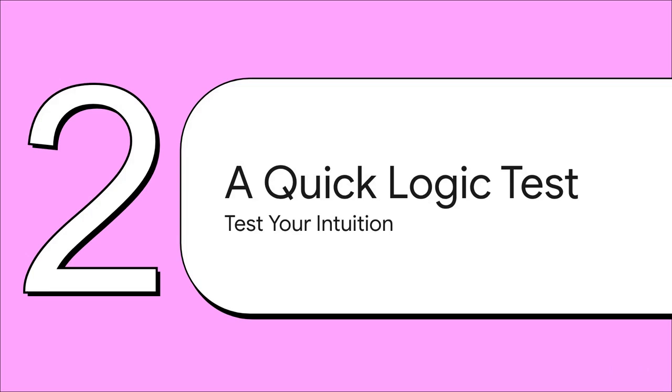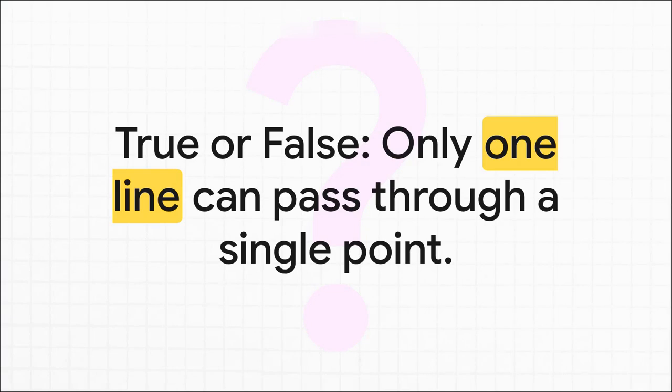All right, we've got the vocabulary down. Now let's have a little fun and put our intuition to the test. A little true or false quiz. The answers might not be what you expect. First up, picture one single point floating in space. True or false? Only one possible line can go through that one point.